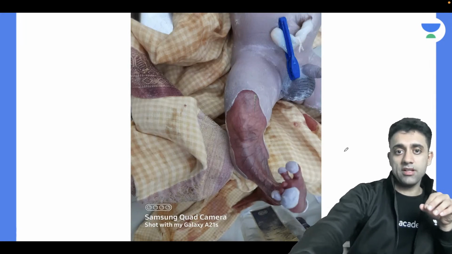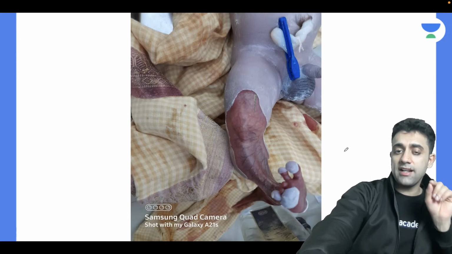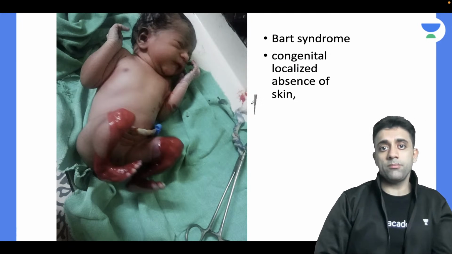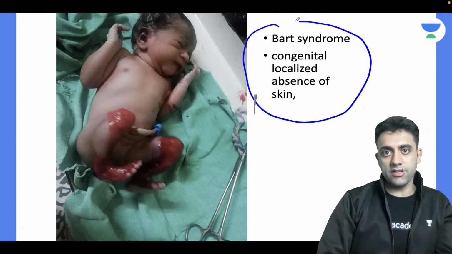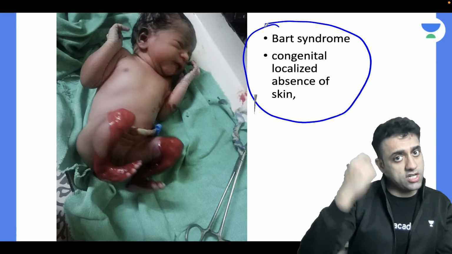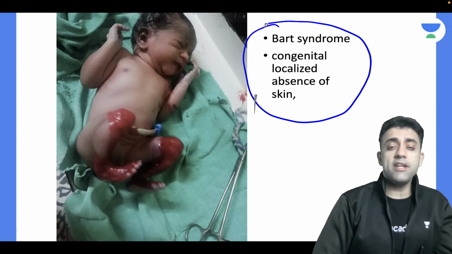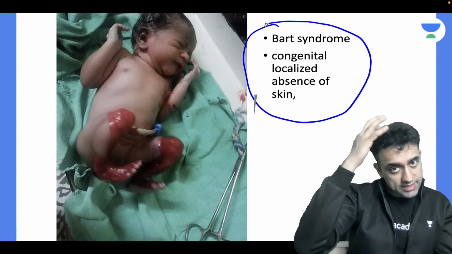It's a very beautiful picture, guys. This one, can we appreciate congenital absence of skin? So this is nothing but Bart syndrome. Cutis aplasia we usually see in the scalp, bro. This is happening in the skin. Cutis aplasia we see in the scalp.